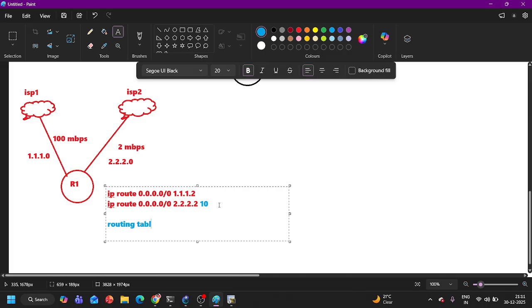In the routing table, the router is going to install this one because it has the lower AD value. When you are not defining an AD value, it is taking 1. Actually by default it is taking 1 here, right? So this route will be installed in the routing table like this. This default route is reachable via this IP address, and router 1 will be forwarding all the traffic towards ISP2.